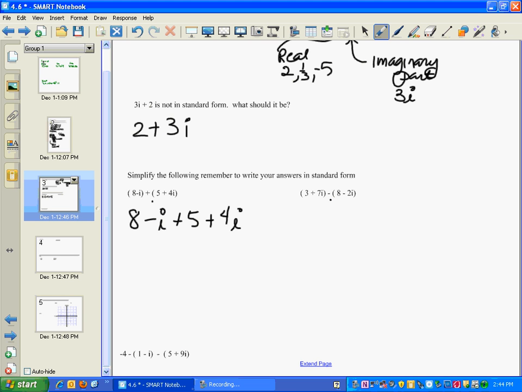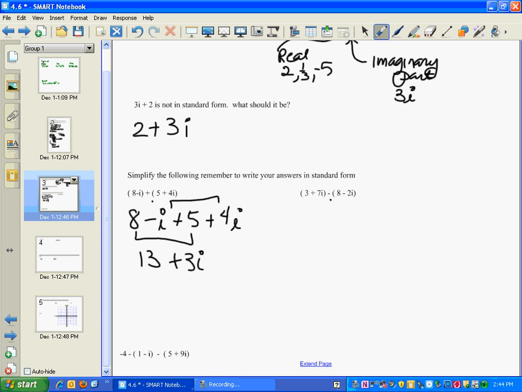And we combine our like terms. We're going to do the real part first. What's 8 plus 5? All right, then we do the imaginary part. What's -i plus 4i? And I'm done. Mackenzie?